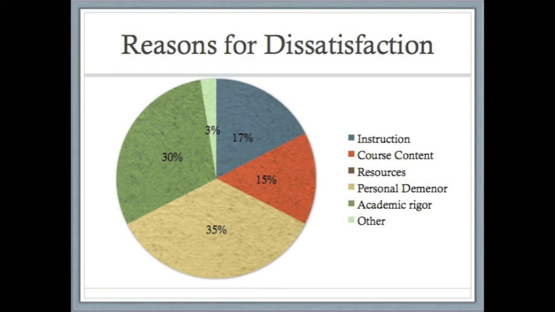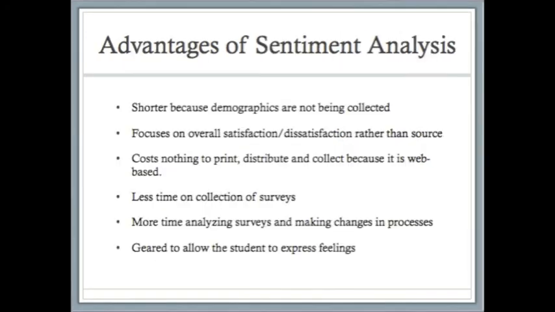As previously mentioned, there are 28 complaints. Each of the complaints fell into 6 categories. Academic rigor and personal demeanor related complaints were the most frequent. This serves as an indicator of where professors have room to improve student satisfaction.